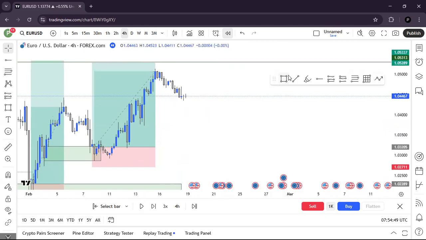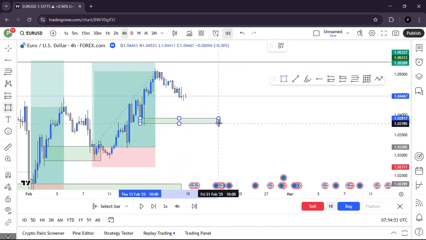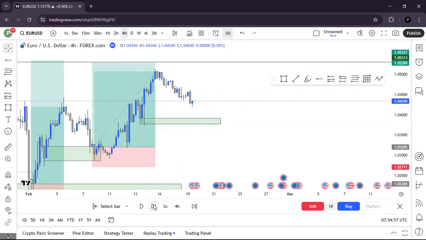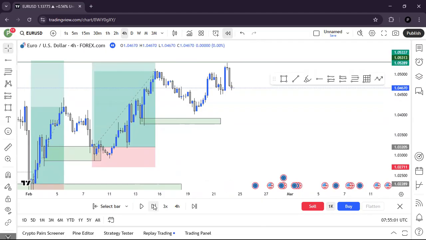I see like a rejection block around there. That's only if this market will come back to this place. If this market comes back to this place, I'll add more position. That's the condition. Oh, it did not tap it. But then the market has hit our full TP.